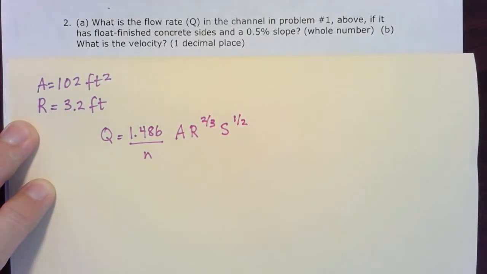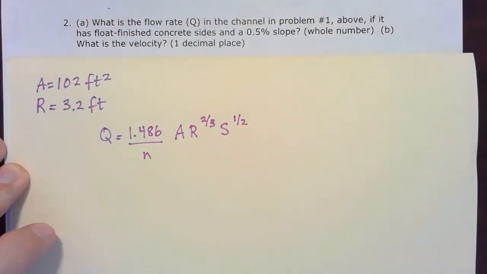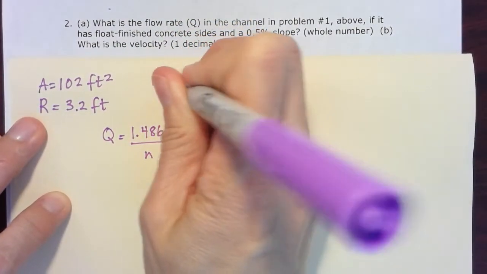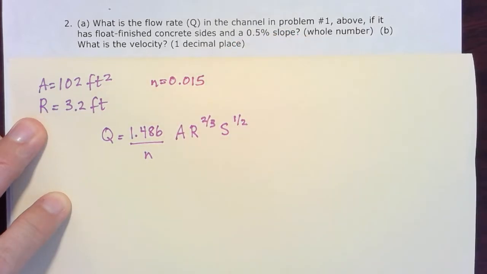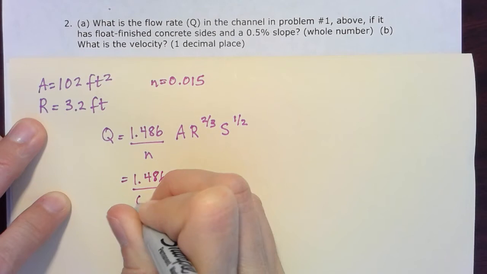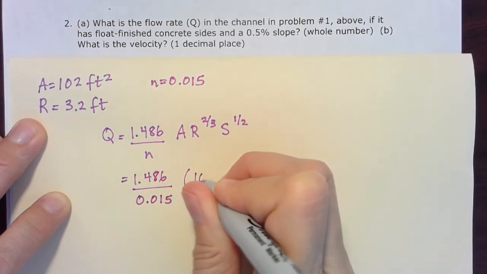In this case, we're told that it's float finished concrete sides. So you can go back to your textbook and find your Manning's equation chart and see that float finished is going to give you this 0.015 n, but know that the n value will be given to you in any problems on tests or exams. So we'll take this 1.486 divided by this 0.015 times that area we had already solved for, 102.